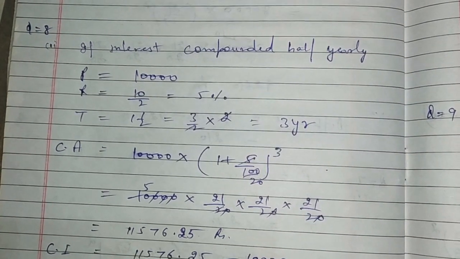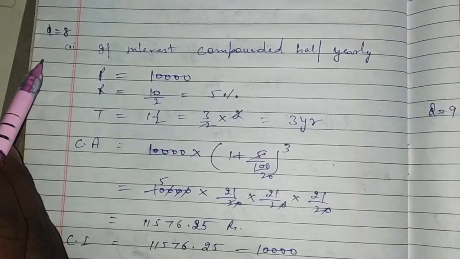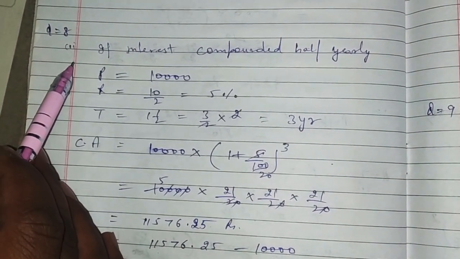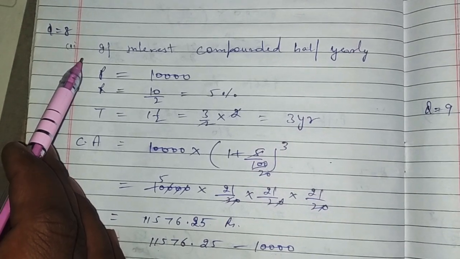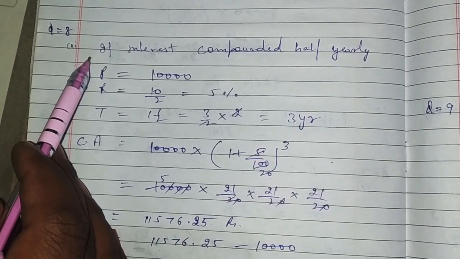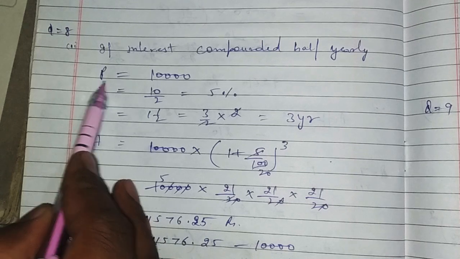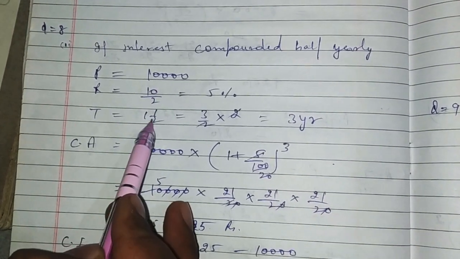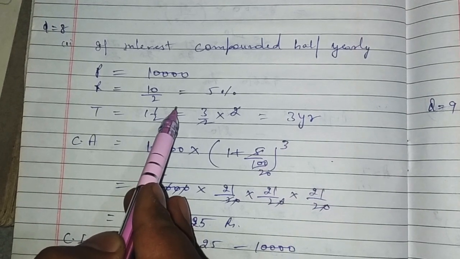Good morning students. Today we will discuss question number 8 of exercise 8.3. Now we have to find out the amount and compound interest on the principal is 10,000, R is 10% and T is 1.5 years. Now there are two cases.